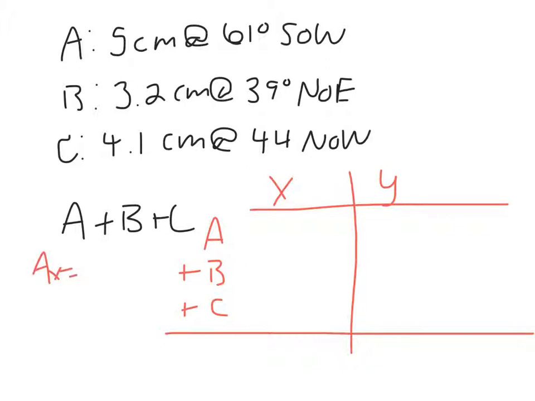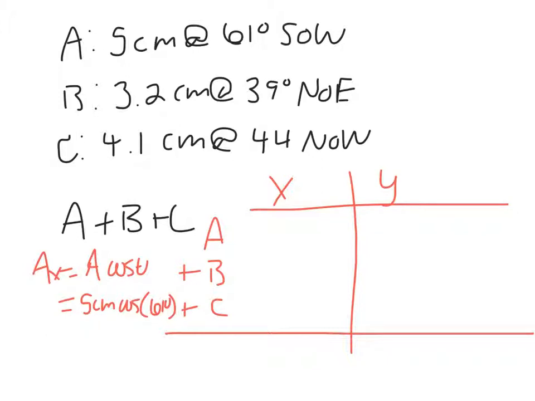So vector A's x component, AX, will equal A times the cosine of theta. And I'm not going to write every single one of these out. So vector A, 5 centimeters, times the cosine of 61 degrees. Since we're dealing with degrees, make sure that your calculators are in degrees and not radians. To check that, just go to mode and make sure that the degree is highlighted. Then you're just going to hit 5 cosine 61.